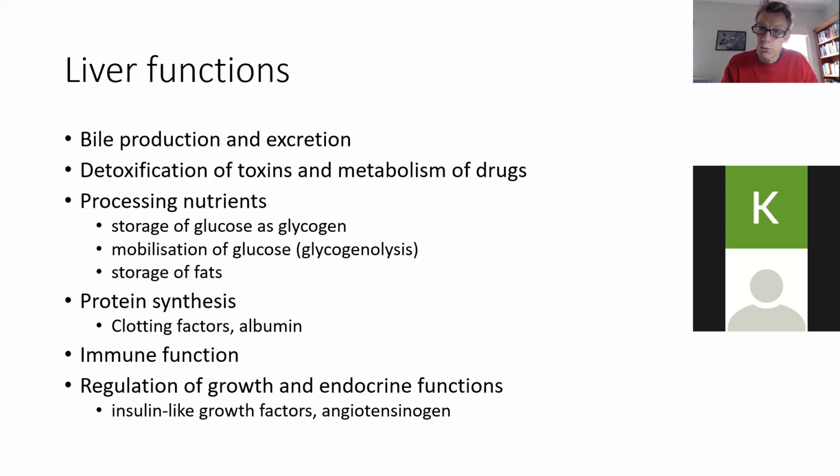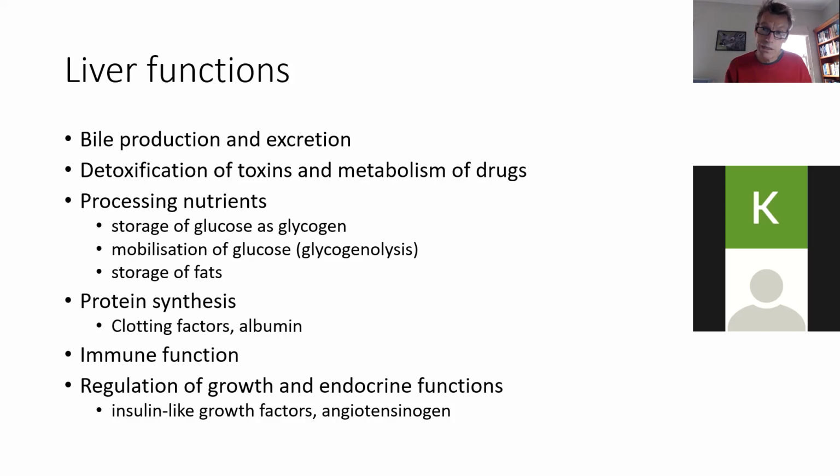And then, like I said, the liver has a big role in processing of nutrients from the gastrointestinal tract. So storage of glucose as glycogen, the mobilization of glucose, so that's glycogenolysis, where the glycogen is broken down back to glucose and then gets circulated in the body. And then, of course, the storage of fats. The liver also has a role in the making of protein.